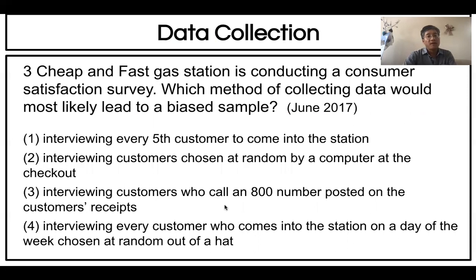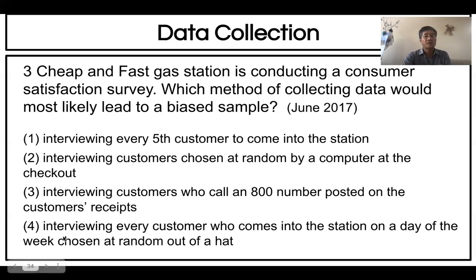Number three, a cheap and fast gas station is conducting a consumer satisfaction survey. Which method of collecting data would most likely lead to a biased sample? So we choose the most biased sample. Interviewing every fifth customer is random, right? It's not biased. Interviewing customers chosen at random by a computer at the checkout is randomization, very good. It's not biased. Interviewing customers who call the 800 number posted on the customer receipts. Is it random or not?